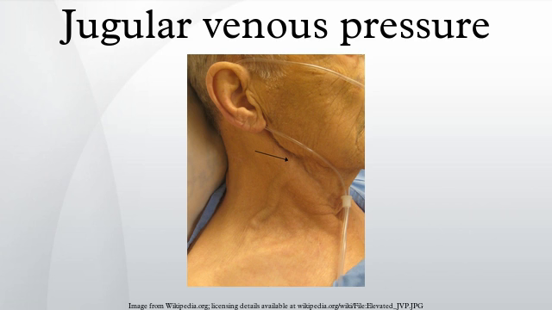JVP waveform. The jugular venous pulsation has a biphasic waveform. The A wave corresponds to right atrial contraction and ends synchronously with the carotid artery pulse. The peak of the A wave demarcates the end of atrial systole. The C wave corresponds to right ventricular contraction causing the tricuspid valve to bulge towards the right atrium.